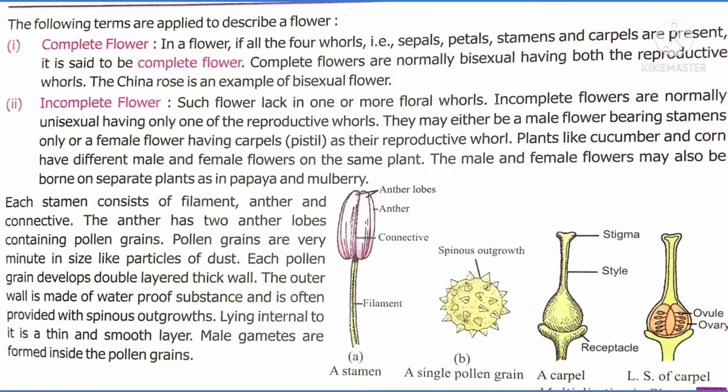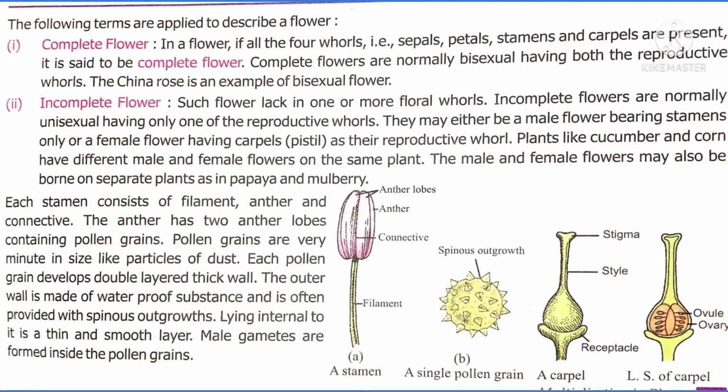Complete flowers are normally bisexual, having both reproductive parts: the stamen, which produces male gametes, and the carpel, which produces female gametes. Finally, we can conclude that if a flower has all four parts, then it is called a complete flower. Example, China rose. An incomplete flower is just the opposite of a complete flower. In an incomplete flower, any of these four parts is lacking. It may be missing the stamen or it may be missing the carpel. That means some flowers have male gametes, whereas other flowers have female gametes.